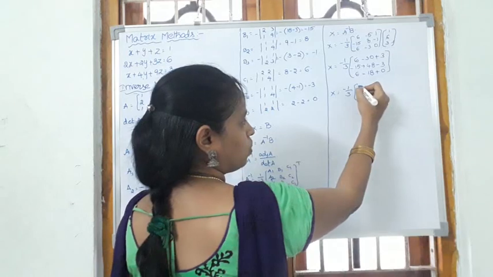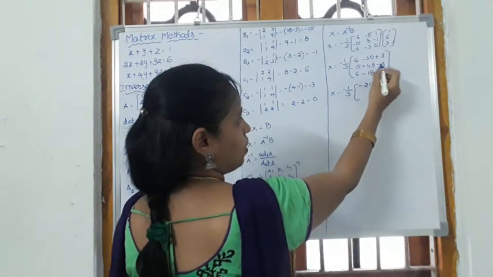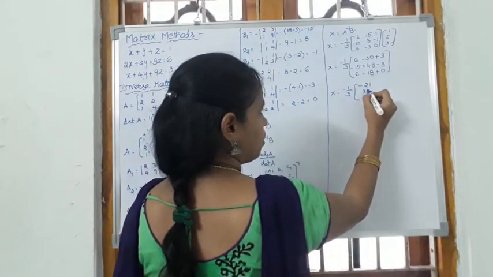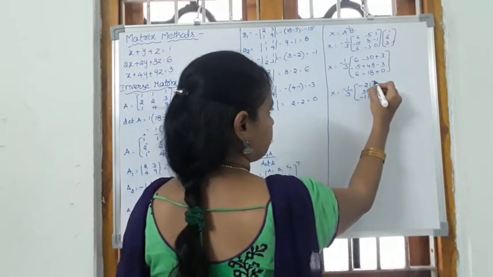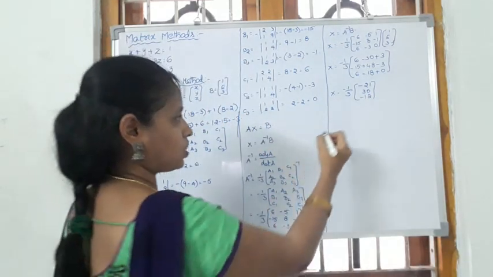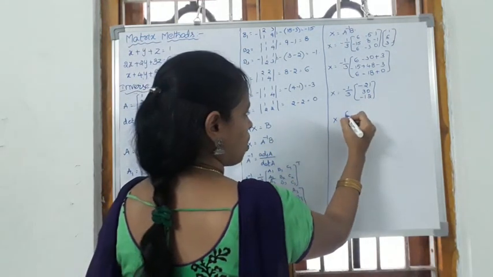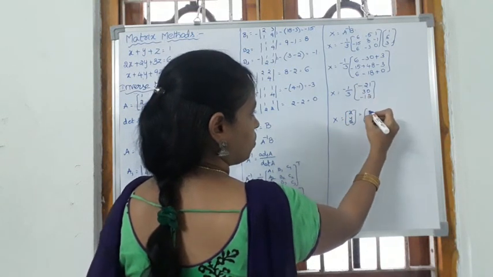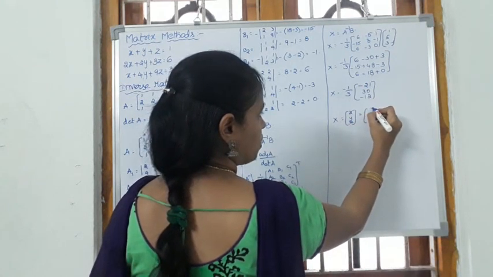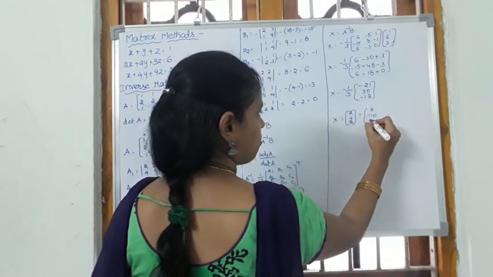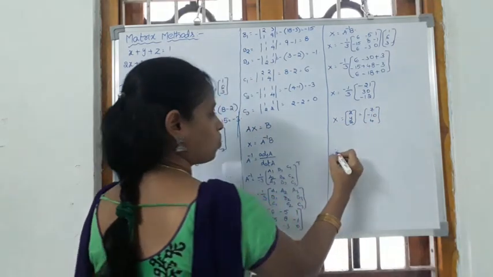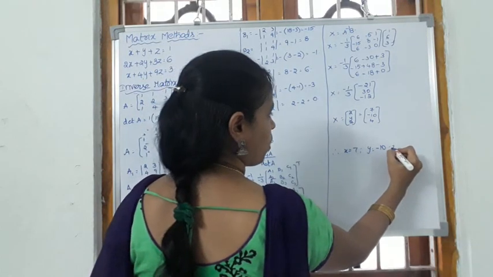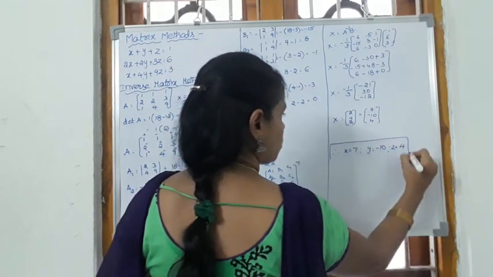9 minus 30 to get minus 21. This one, minus 18 plus 48 to get 30. This is minus 12. On substituting, X, Y, Z values are this one by 3, minus 21 by minus 3 to get 7, minus 10, and this is 4. Therefore, X value is 7 and Y value is minus 10 and Z value is 4. These are the three variable values.